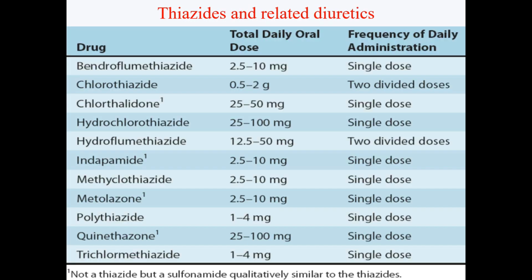In here you can see the details about thiazides and related diuretics. For example, bendroflumethiazide, chlorothiazide, chlorthalidone, hydrochlorothiazide, hydroflumethiazide, indapamide, methyclothiazide, metolazone, polythiazide, quinethazone, trichlormethiazide, their total daily oral dose, and frequency of daily administration.